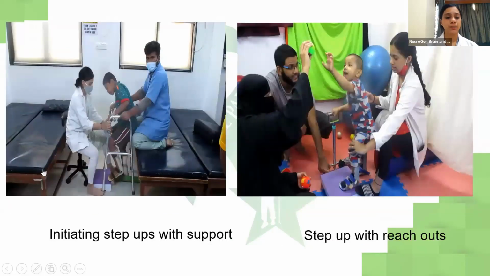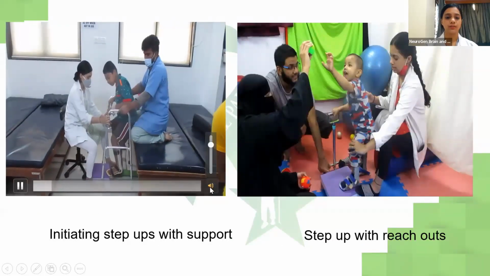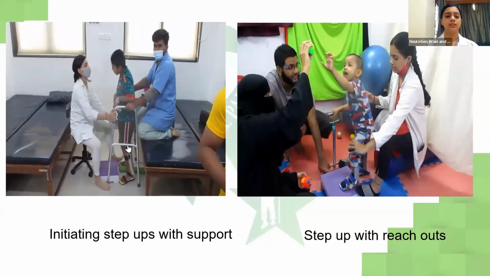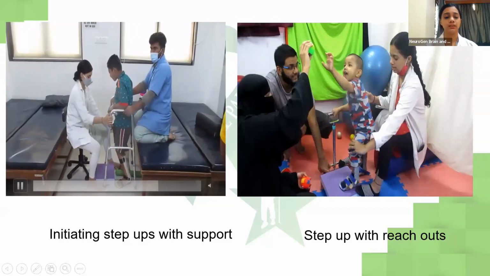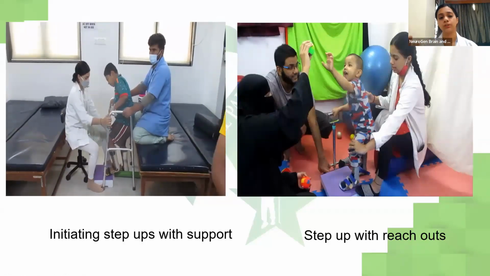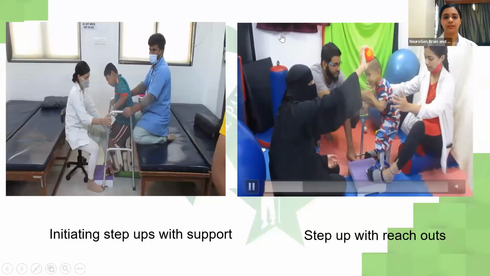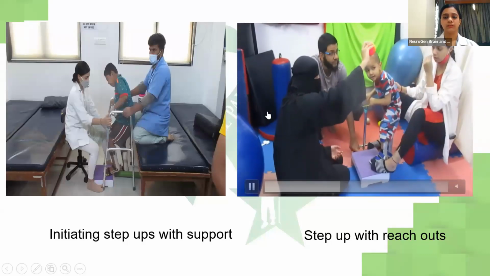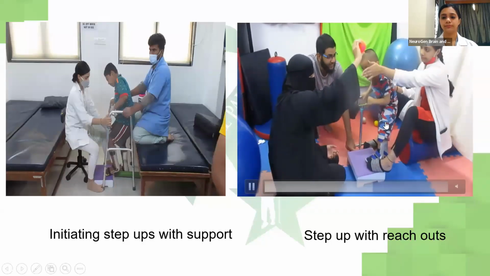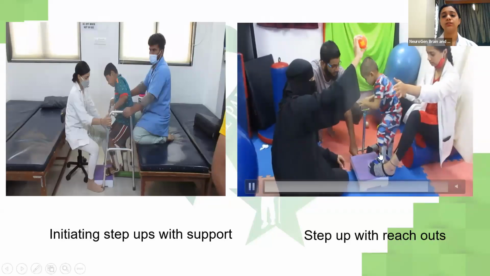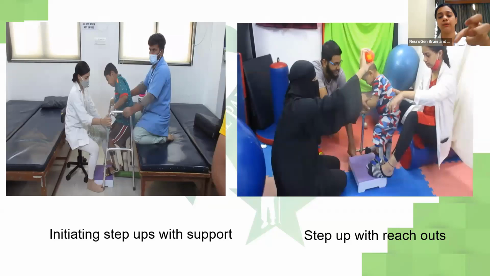Then initiating step up with support. So I asked him to hold the walker. I just wanted him to step up so that we develop his standing, weight shifting to the opposite side, stepping up and stepping down, hip flexion and extension. Step up with reach outs. So I'm giving him step up, hold, and reach out. So he learns to sustain, he learns to dissociate, one hip up, one hip down, takes weight, shifts weight, and then does.